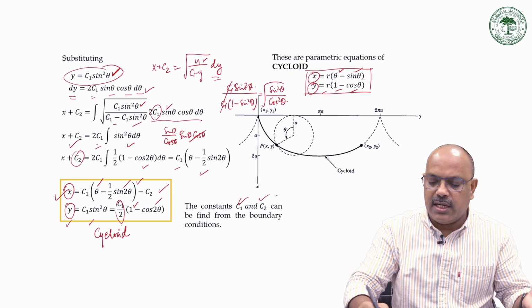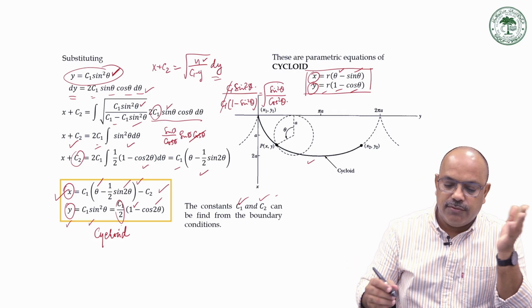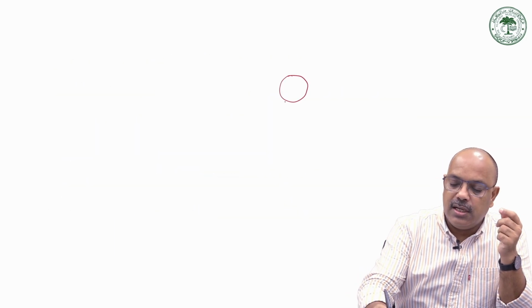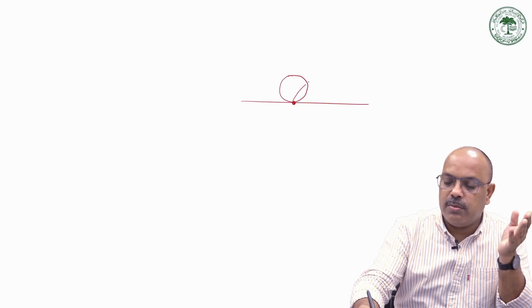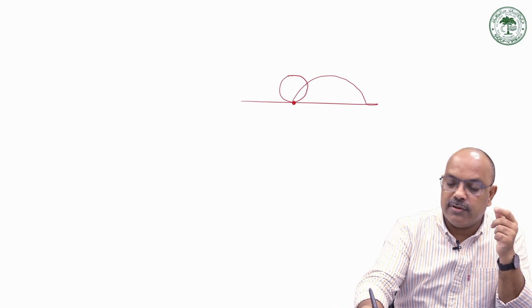A cycloid is like this path. If you have a circle, and you follow a point on this circle as it rolls, then the path traced is the cycloid. This is what a cycloid is, and then you can find these equations.